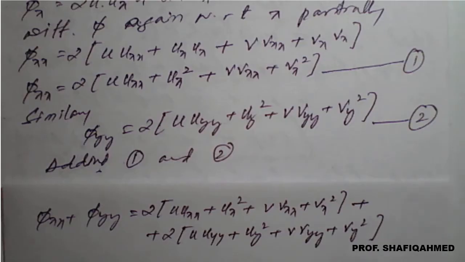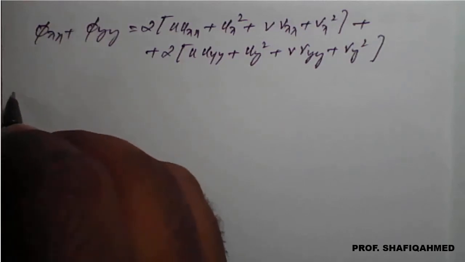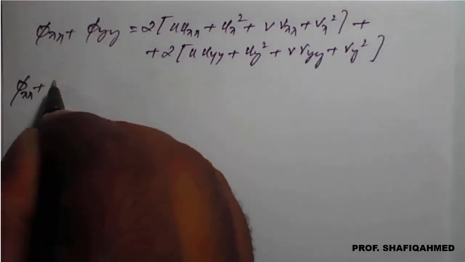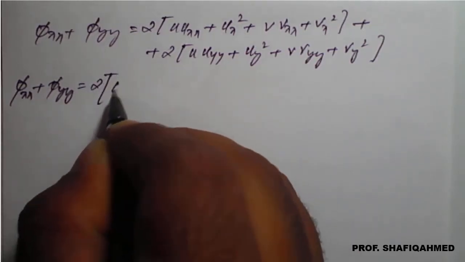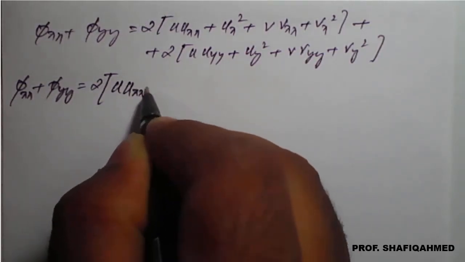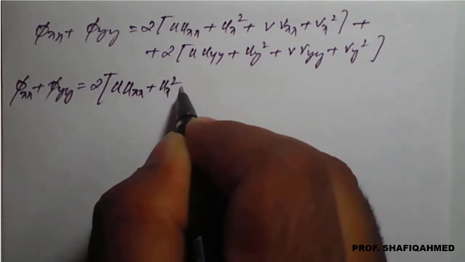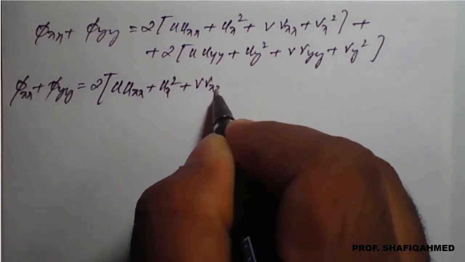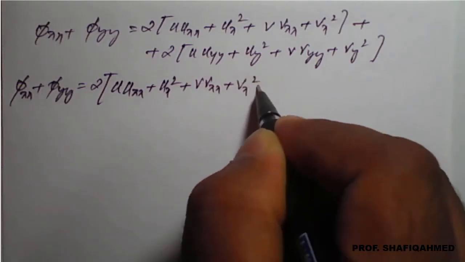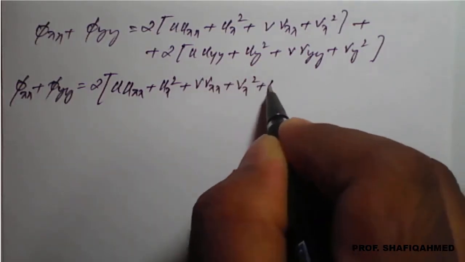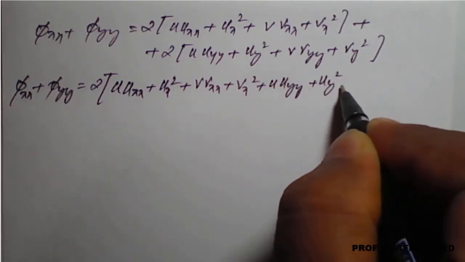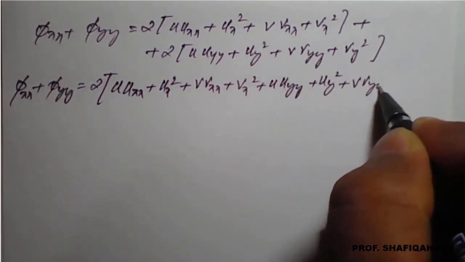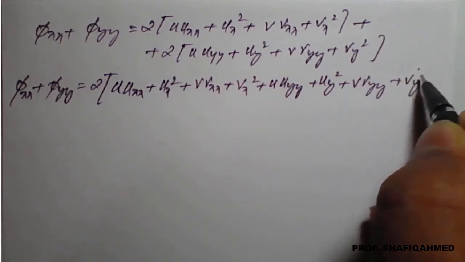So on rearrangement, phi of xx plus phi of yy is equal to, take 2 common, so we are going to left inside, u of uxx plus ux square plus v of vxx plus vx square plus u of uyy plus uy square plus v of vyy plus vy square.